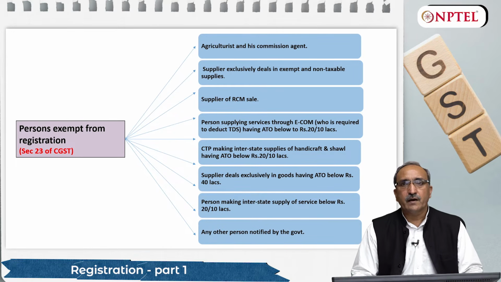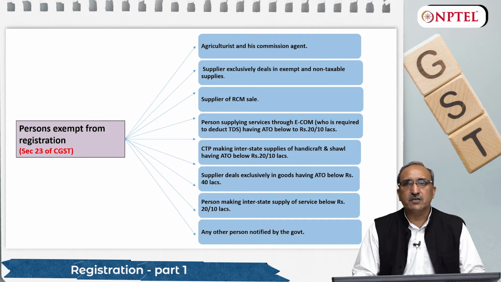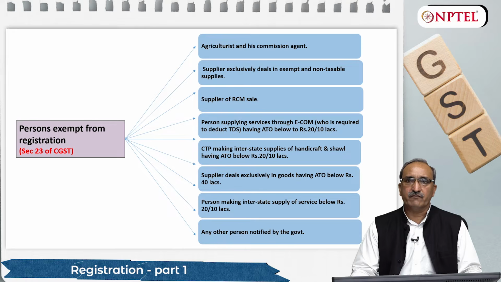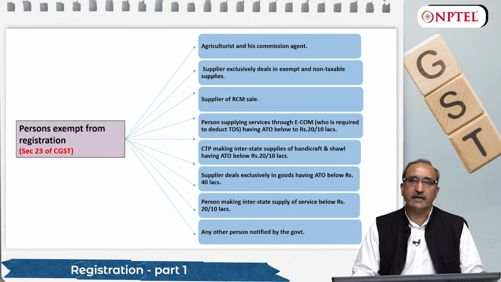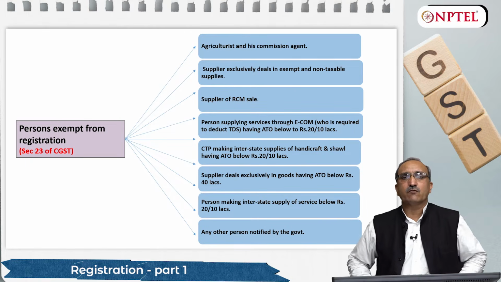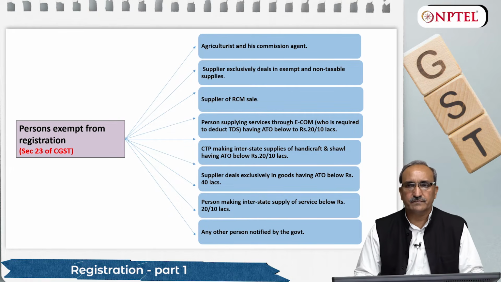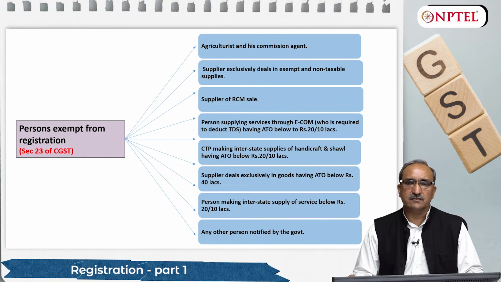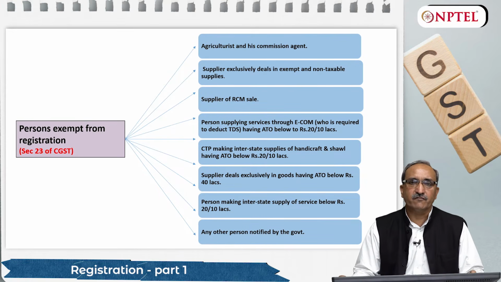The next, person supplying services through e-commerce who is required to deduct TDS having aggregate turnover below 20 lakh or 10 lakh rupees. So any person who is supplying goods or services online, e-commerce operators, those are deducting TDS, provisions are there in GST for TDS also, they are not supposed to take GST registration.